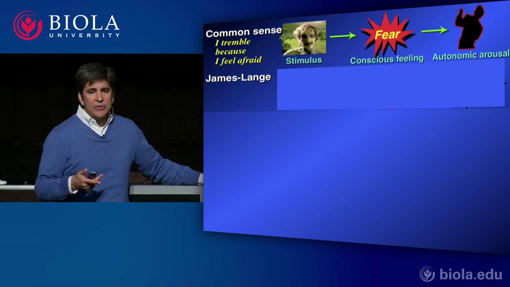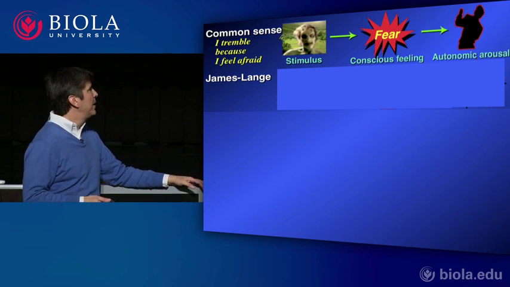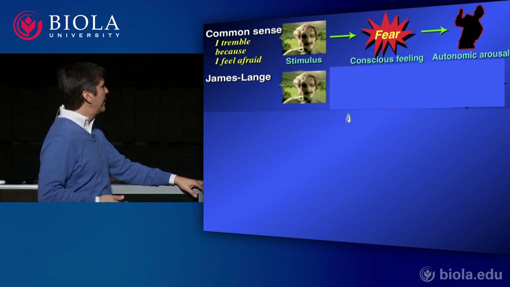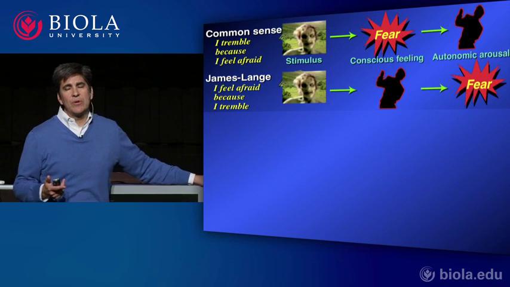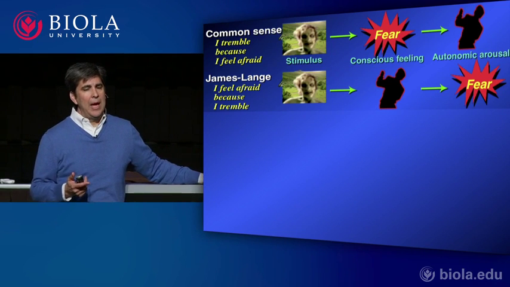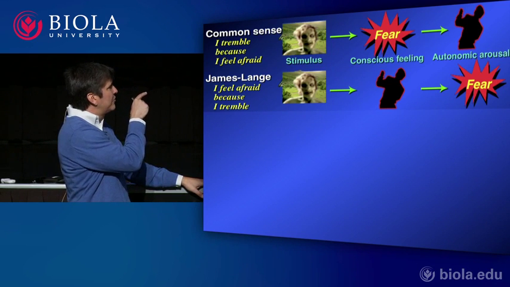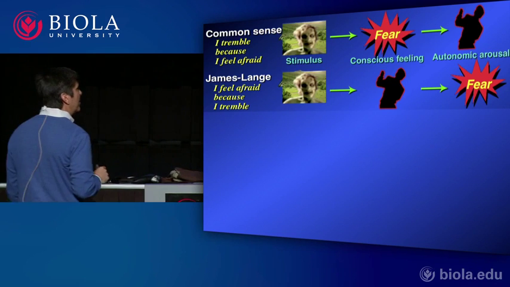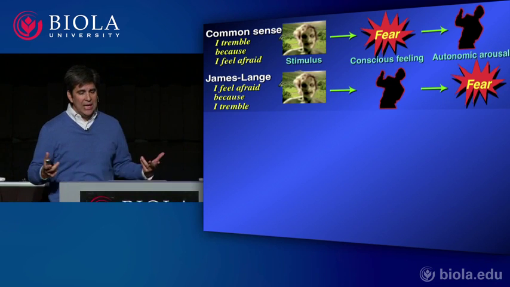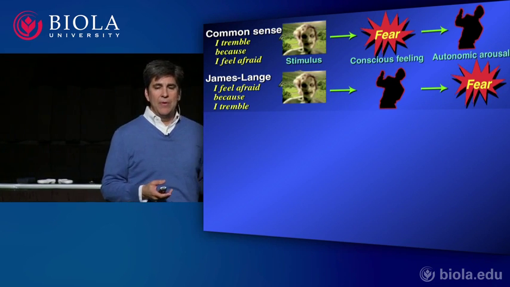William James, I guess the founder of American psychology, you can say, along with Carl Lange, actually reversed it. They put forth the theory that says, actually what happens is a stimulus causes this autonomic arousal first. The body will scream, let's say. So that thing pops up.